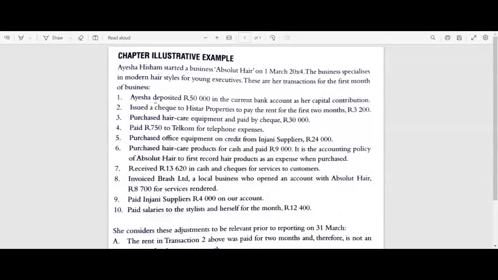They say Ayesha deposited 50,000 rands in the current bank account as a capital contribution. Now, when they say the current bank account, we've got to assume that she's opened up a bank account in the name of the business. So that bank account will not be a personal bank account. It will be a bank account called Ayesha Isham Trading as Absolute Hair, as we said the other day.